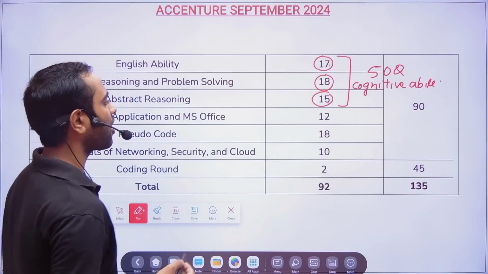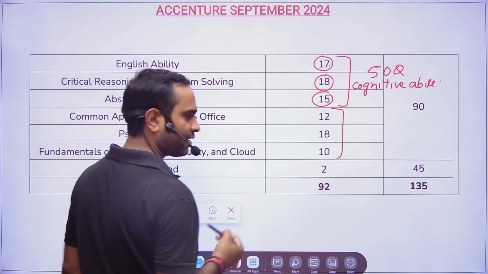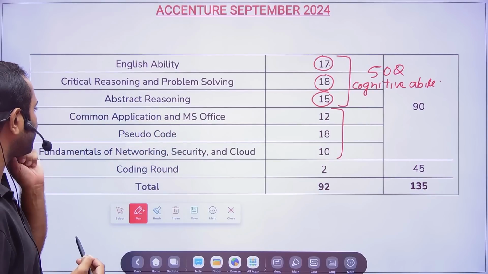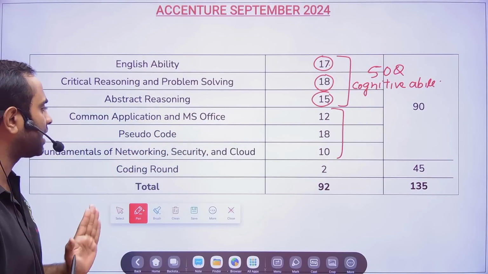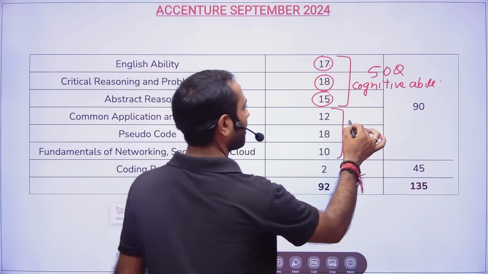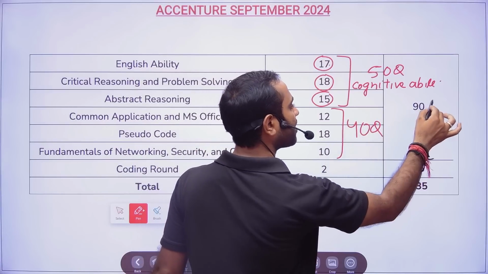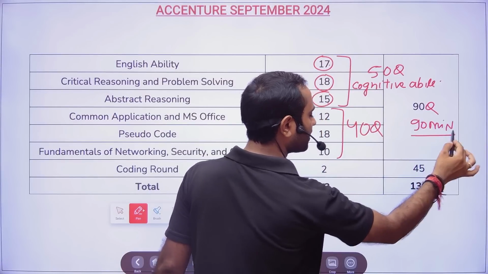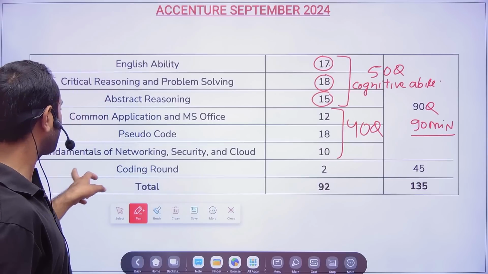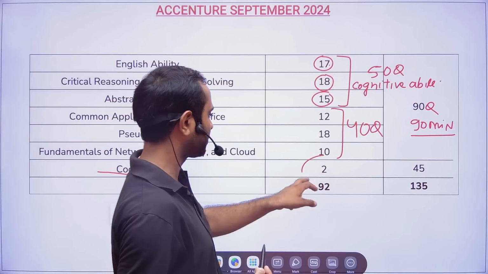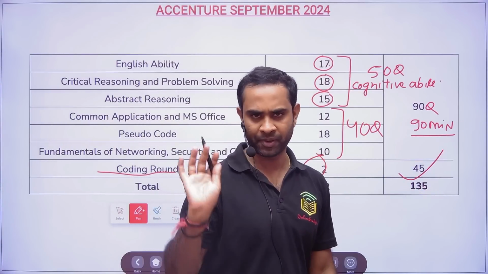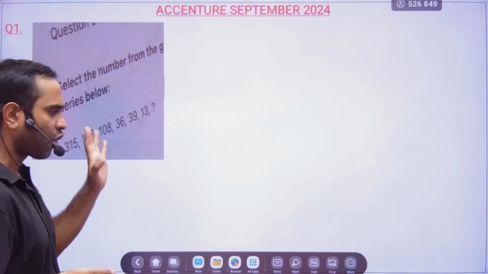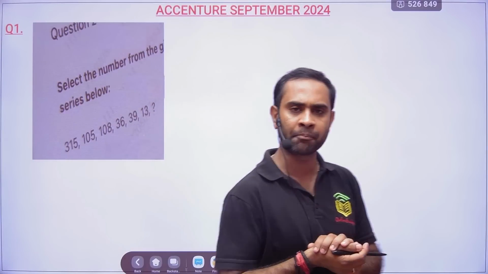Then, my dear friends, if we talk about technical, technical ability will also be there. It covers common application and MS Office, pseudocode, fundamentals of networking, security and cloud. You will have 40 questions. A total of 90 questions will be there, and 90 minutes of time will be given to you. Once you clear this, you will be able to attempt the coding round. 2 coding questions will be there for 45 minutes. Clear? Okay. Now friends, question number 1 is from the topic number series.